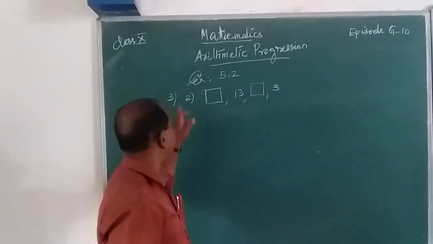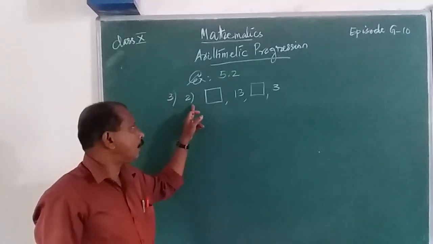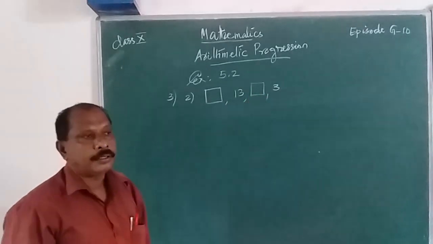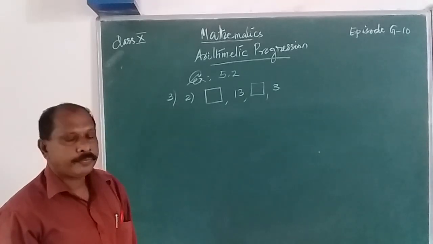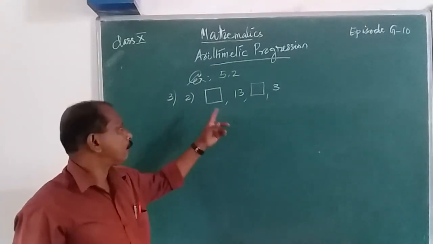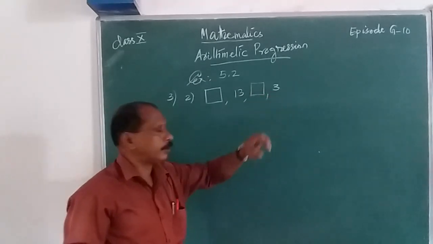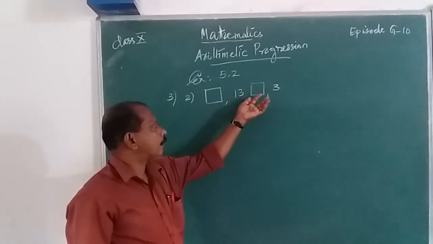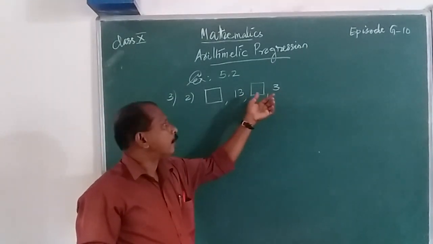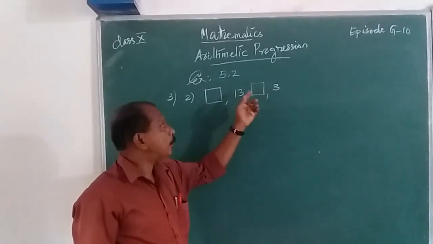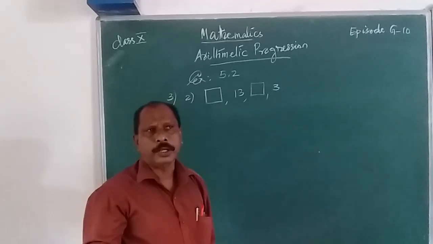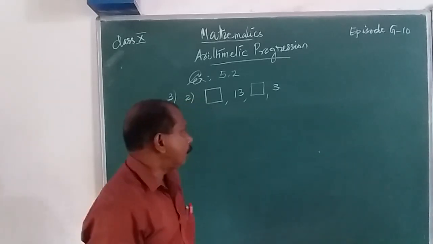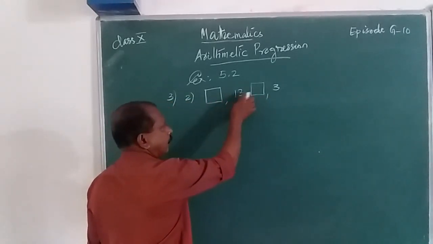Then the second question for main question 3 is: missing term, 13, missing term, 3. Then we know that there are 4 terms: first, second, third, and fourth. The missing terms are between 13 and 3. We know that the first term plus the third term, divided by 2, is the second term.